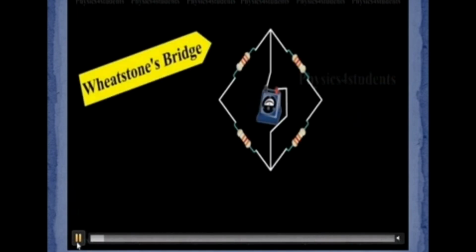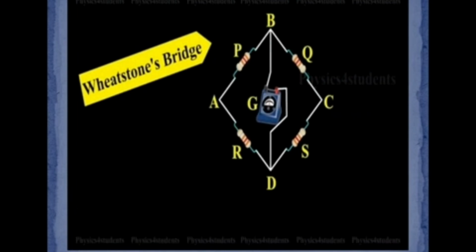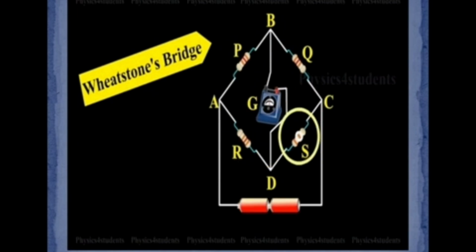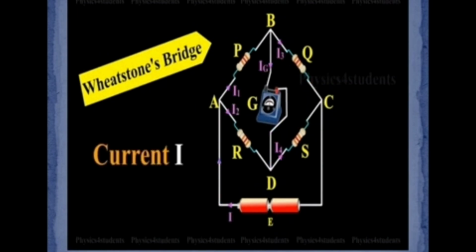See, now the four resistances P, Q, R, S are connected with the battery E. The junctions A and C form a closed path. See, A, B, C, D is a closed path that is connected to the battery. So the two junctions A and C are connected with the battery.